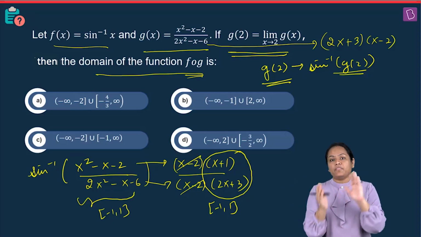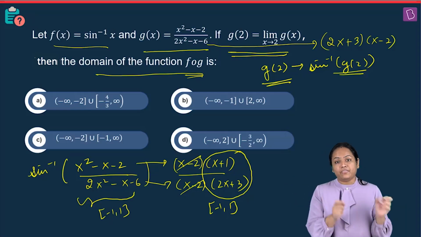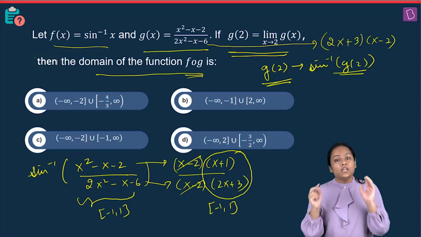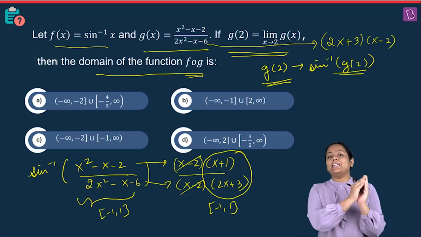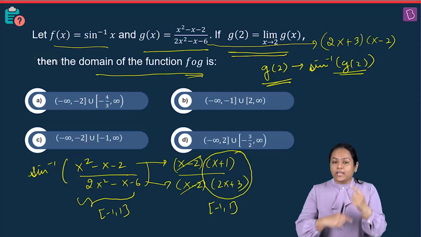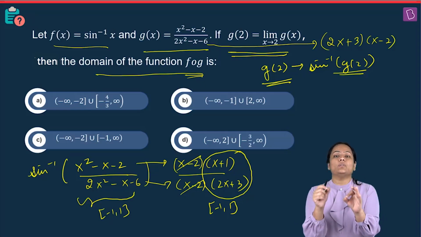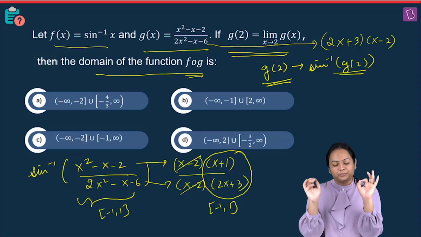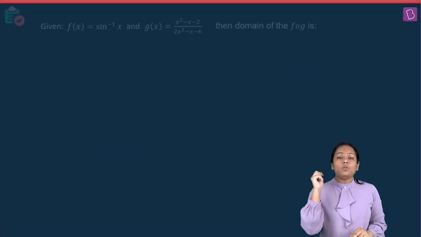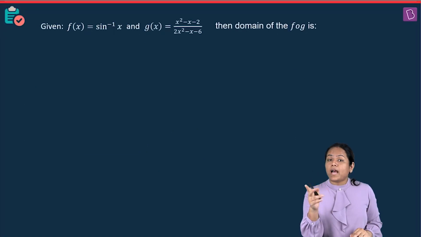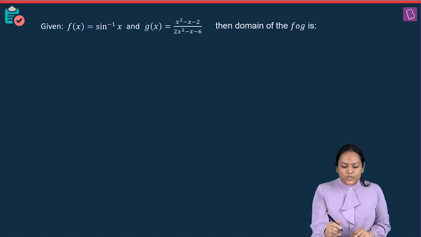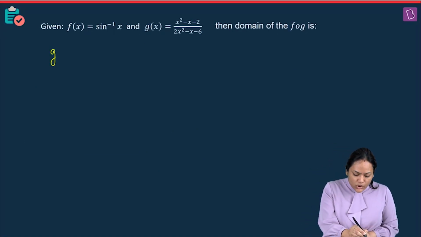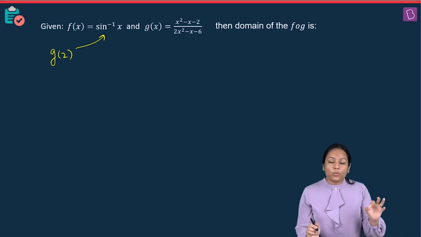I have to put g(x) in f(x), and f(x) in this case is sine inverse. So my g should lie in [−1, 1]. When I solve that and get the values of x, that is going to give me the domain. Understood? Perfect. Now coming to what I have to solve first: whether g(2) will satisfy the domain of sine inverse x. Now what is g(2)?